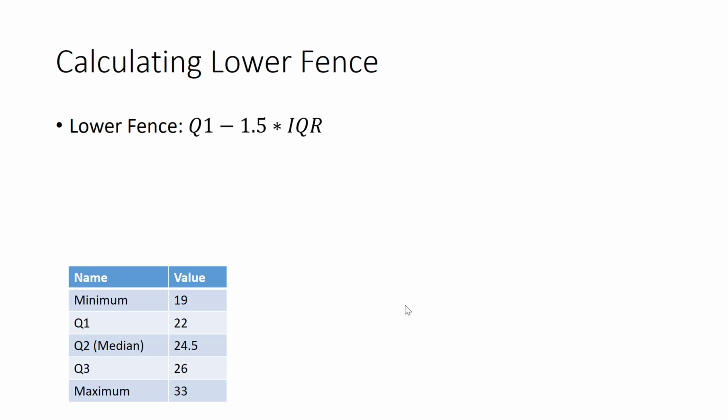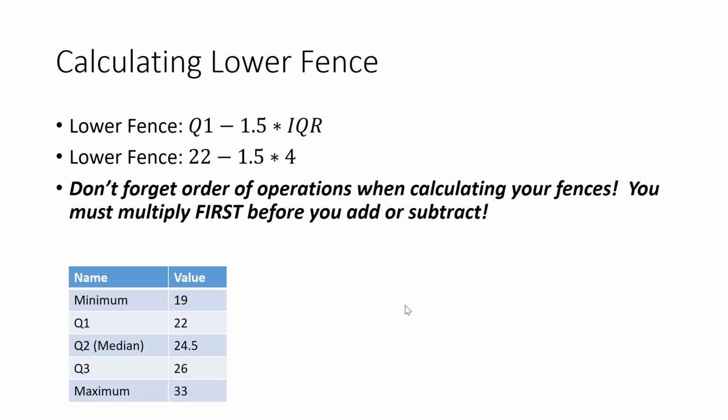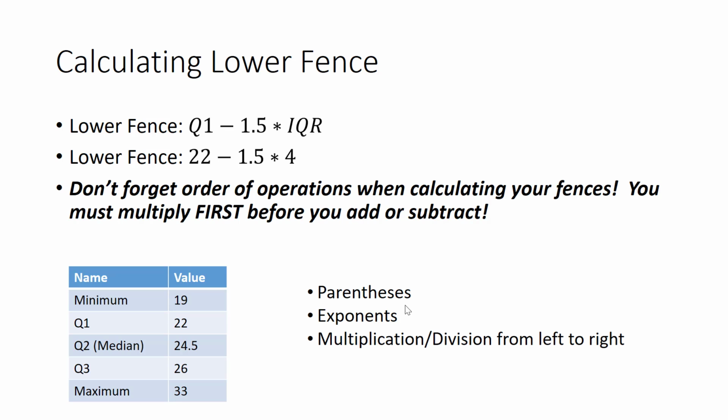Remember, the equation for the lower fence is Q1 minus 1.5 times the IQR. Remember, our Q1 is 22, and we just calculated our interquartile range to be 4. At this point, sometimes students forget what they know, which is order of operations. Let's review order of operations. Please excuse my dear Aunt Sally. That means that we have to first do parentheses, exponents, then multiplication or division from left to right, finally addition and subtraction from left to right.